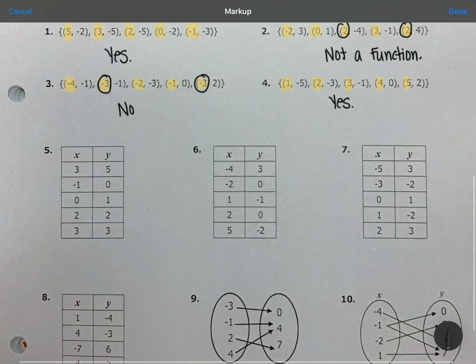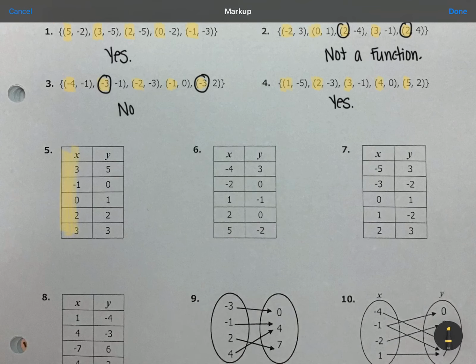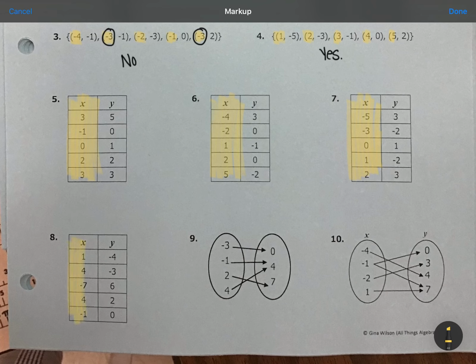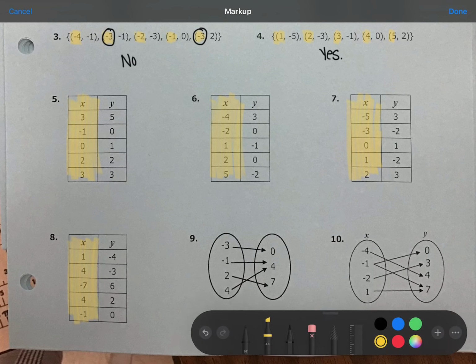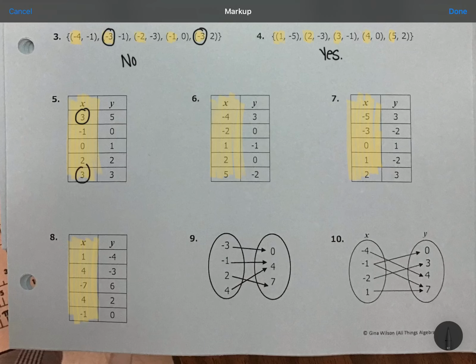Well, remember we talked just a second ago about relations. You can show them as a table. Again, I'm only worried about my x values. So circle your x column, highlight your x column, something that would let you focus in on your x's. I don't care what my y values are doing. So I'm looking to see if anything repeats. On number 5, I have repeaters, so it's not a function. Number 6, I don't have anything that repeats, so yes, that's a function.